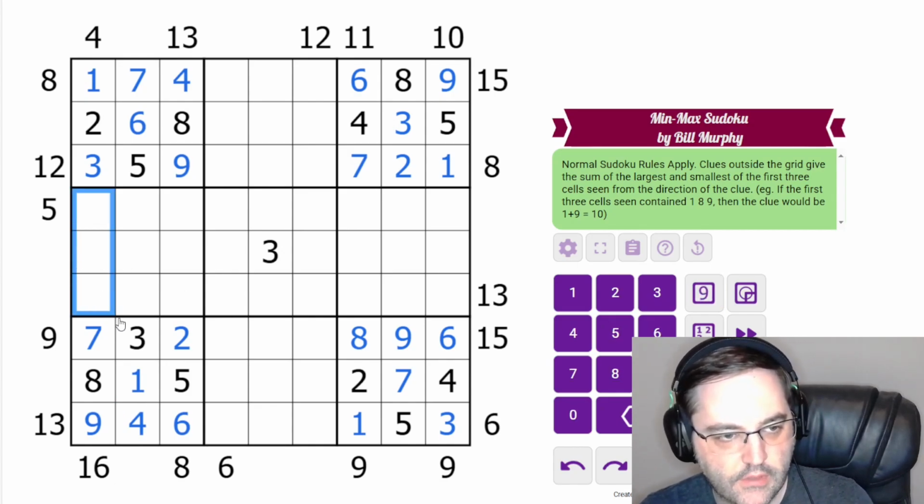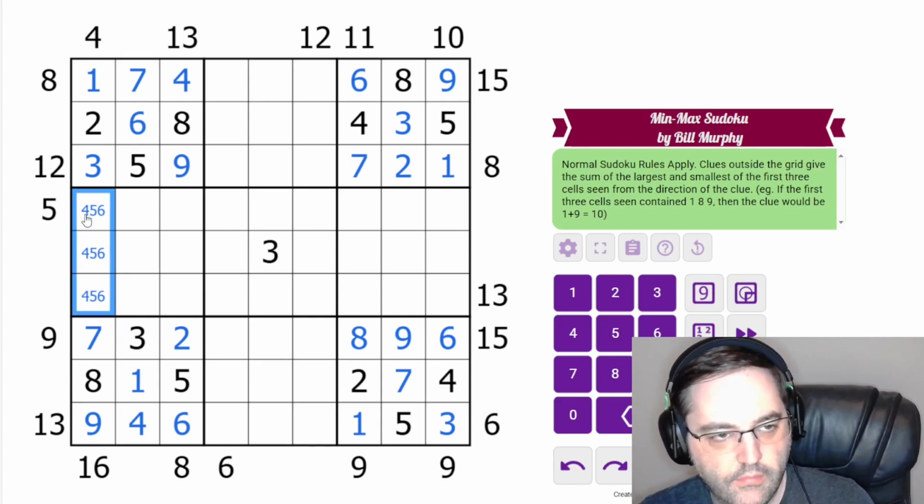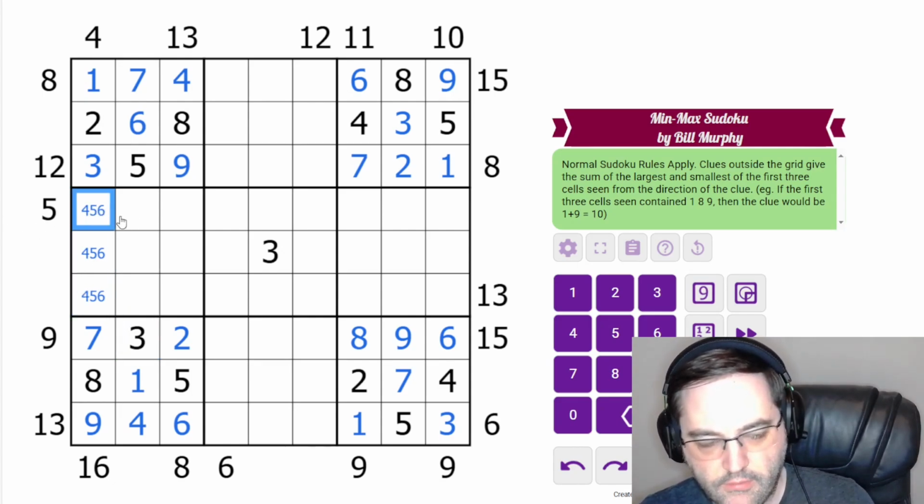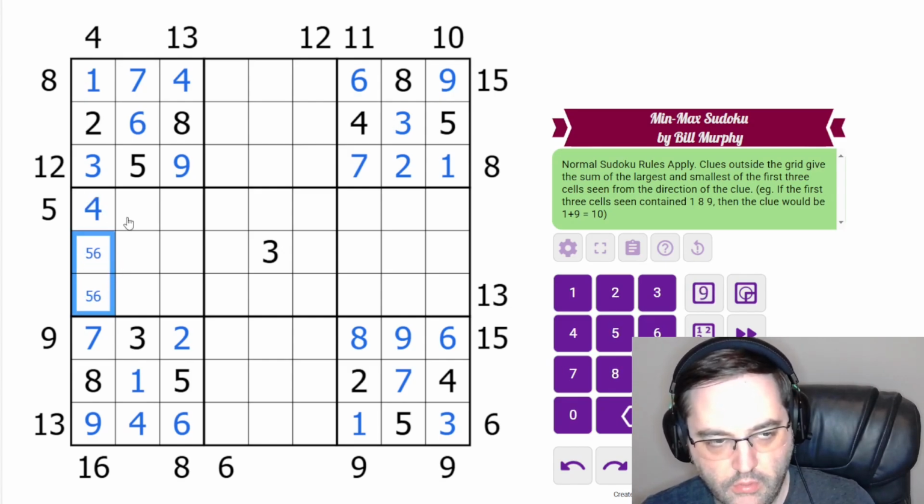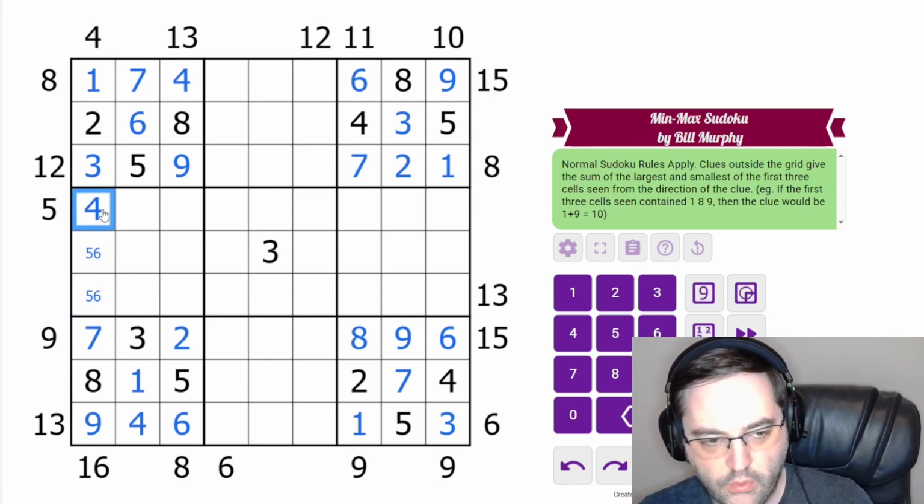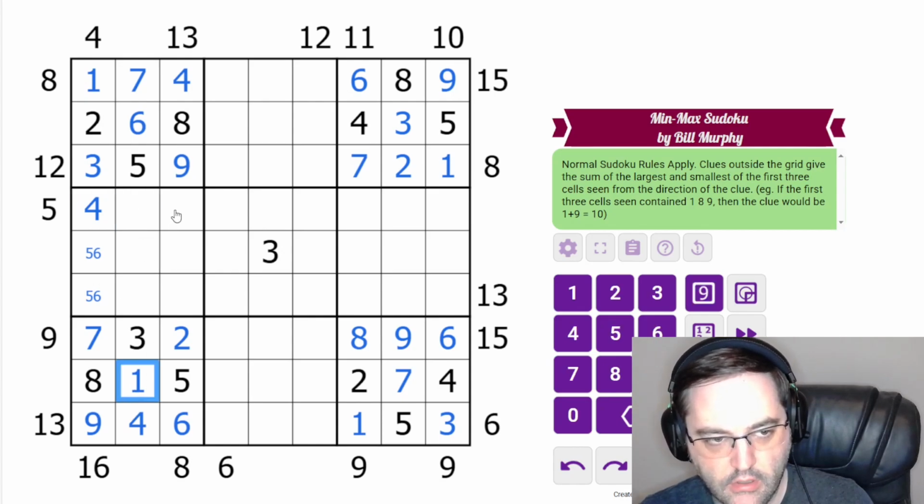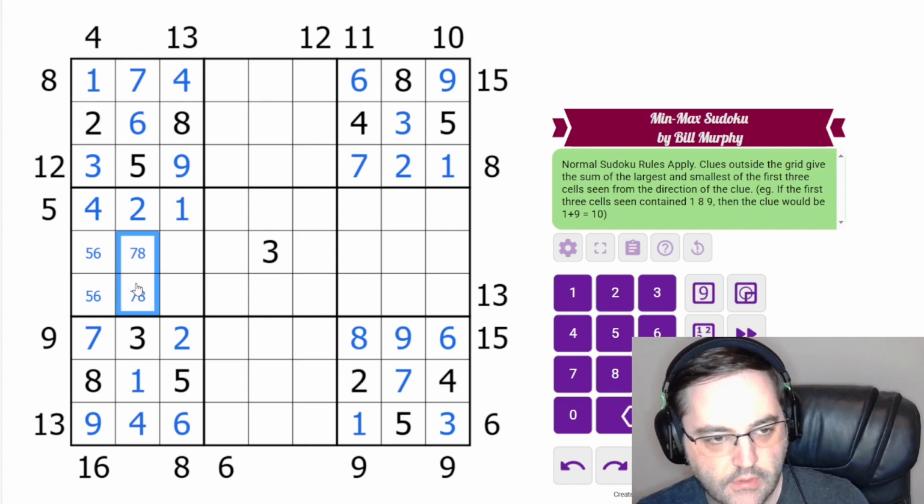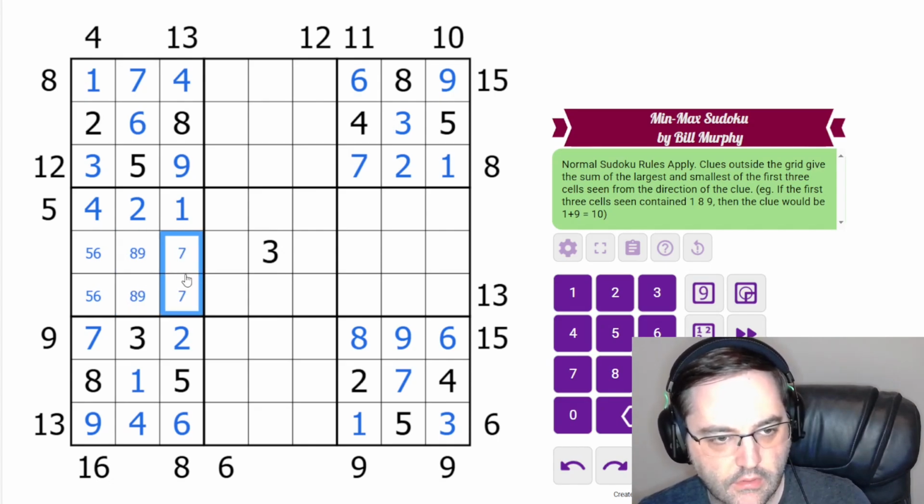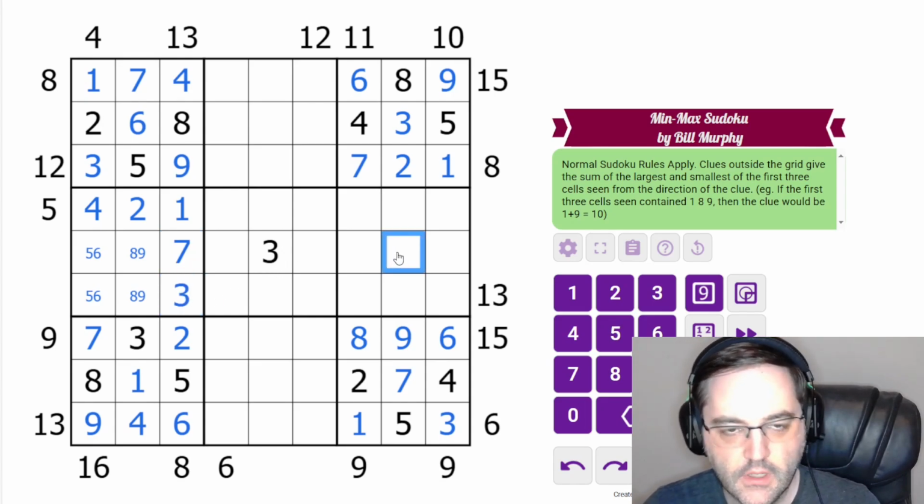All right, in this column, oops, I'm on the wrong keys, 4, 5, 6, but we have a 5 clue, so this has to be less than 5. It has to be 4. And to go with the 4, we need a 1, which can't go here, so it goes there, and we need a digit in between 1 and 4, which has to be 2 because of the 3 here. These are going to be 8 and 9. These are going to be 7 and 3. We can actually fill in.